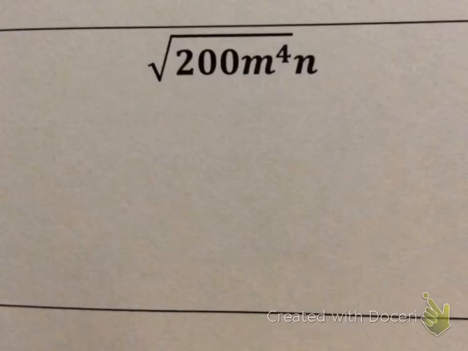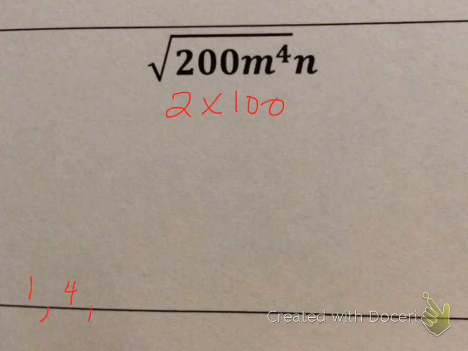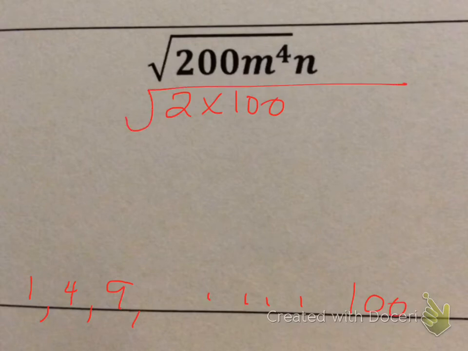All right, one more example of this kind. So we have the square root of 200m to the 4th n. I was trying to tell you already that I was going to go 2 times 100, because I know that 100 is a perfect square number. I haven't written it down on my list yet, but 1 times 1 is 1, and then 2 times 2 is 4, 3 times 3 is 9. And if I get all the way up to 10 times 10, 10 times 10 is 100. So my brain automatically went to 100 there.